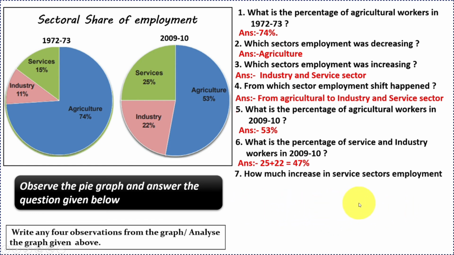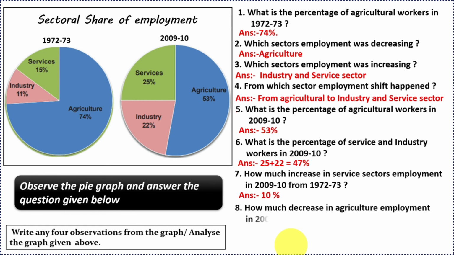How much increase in service sector employment? See here, the service sector was earlier 15 in 72-73 and in 2009-10 it was 25. How much increase? A 10% increase. Okay. How much decrease in agriculture employment in 2009-10 from 1972-73? Here 72-73, 74%, whereas 2009-10, 53%, a decrease of around 21%.